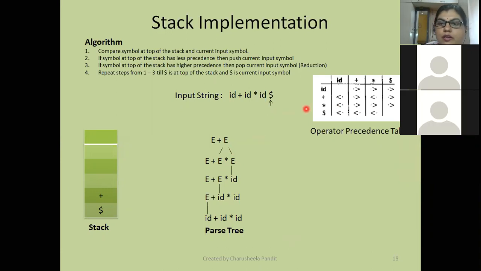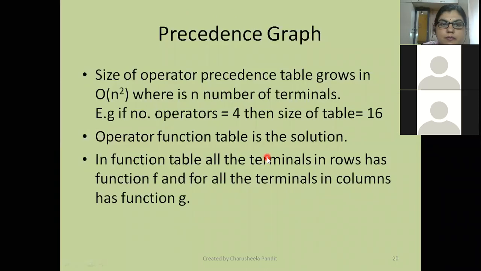Now plus and the dollar. So pop and reduction. So after popping, we have reduced it. Now you can see, at the top of the stack here we have dollar, and here also we have dollar. So this is the end of the parsing.